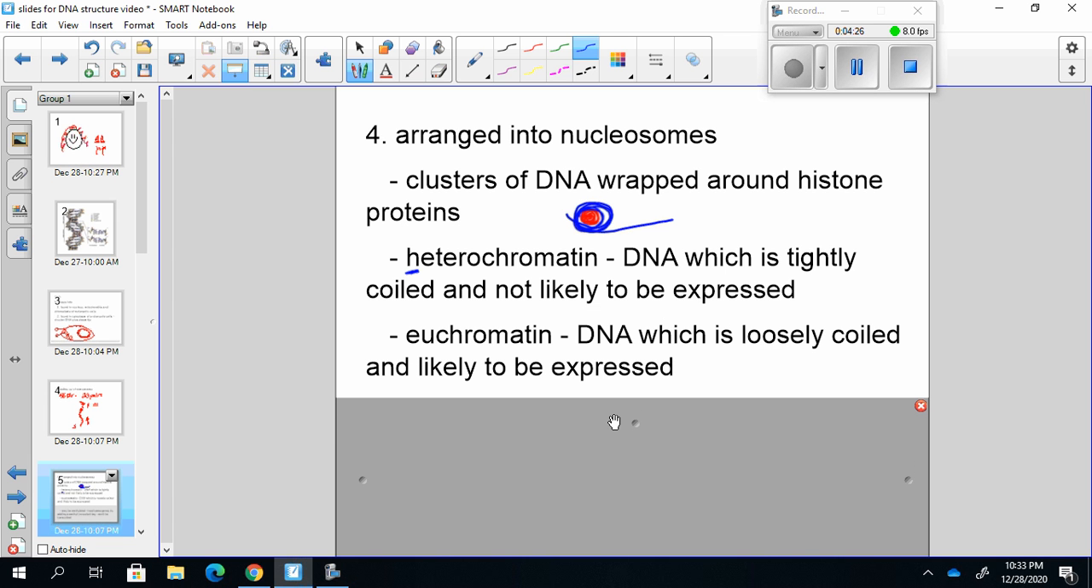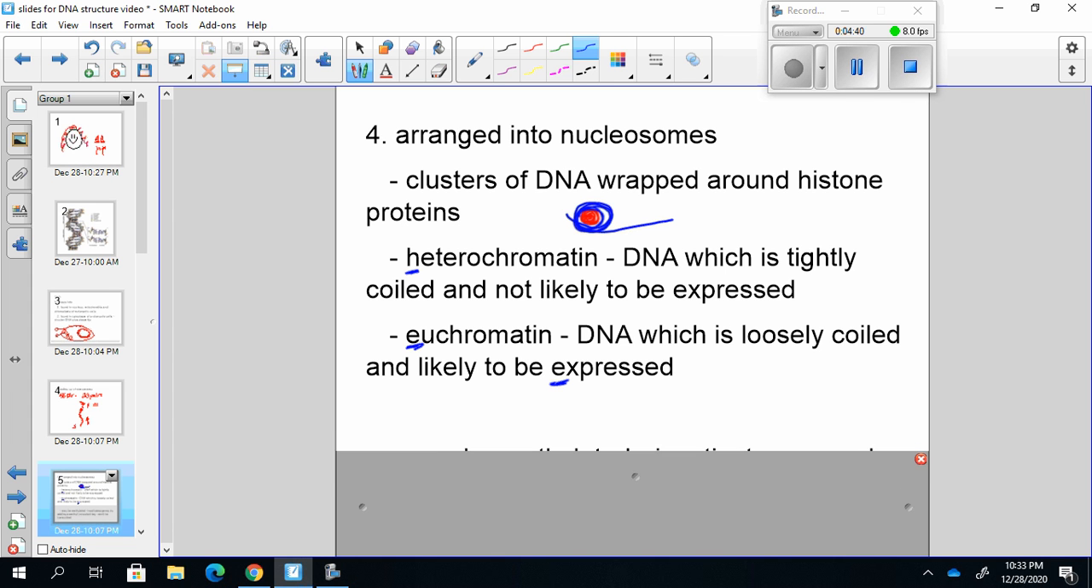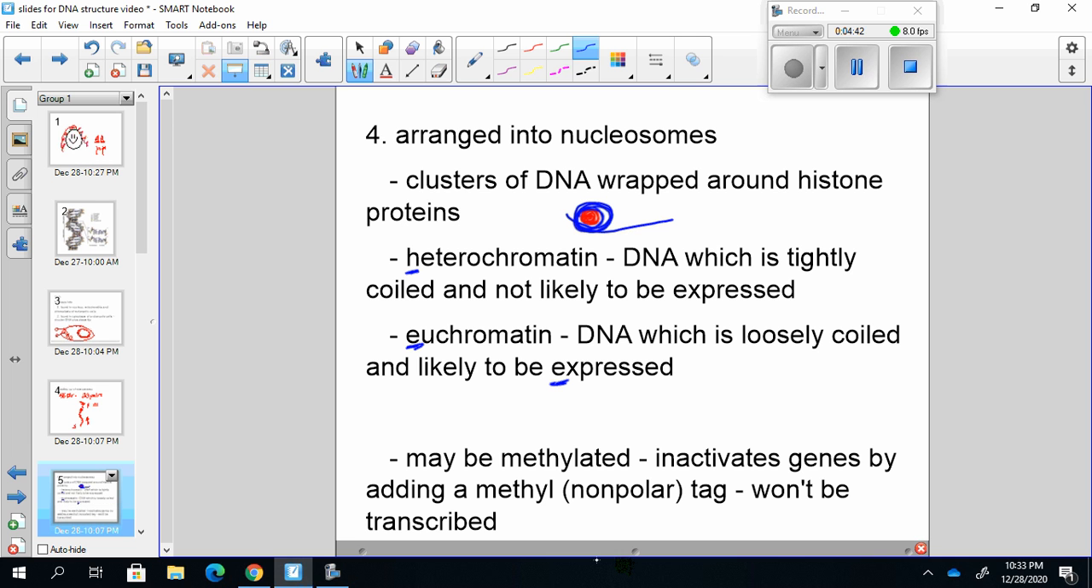And then euchromatin is another term to describe DNA, but this one is expressed. So H for hidden, E for expressed. So euchromatin is loose around it and much more likely for enzymes to get in that space. But then sometimes DNA is methylated. And if it's methylated, think about it like a little tag that's coming off of it.